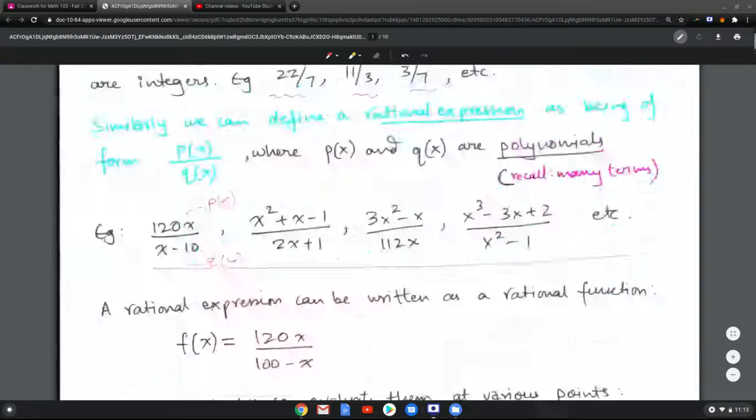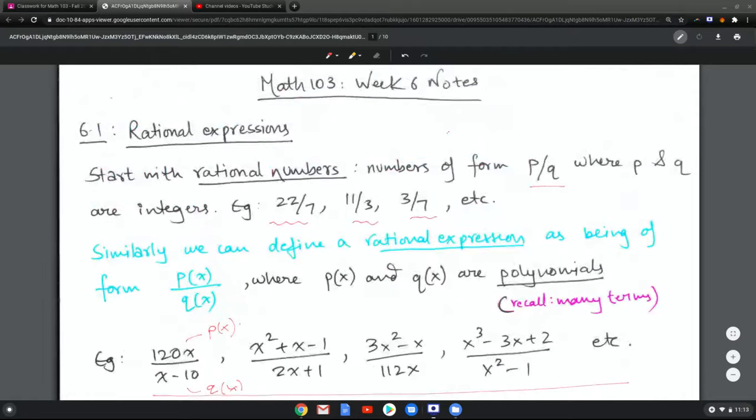This week we're going to start chapter 6, which is working with rational expressions. The motivation for rational expressions is rational numbers, numbers of the form p over q, where p and q are integers. For example, 22 over 7, 11 over 3, 3 over 7, etc.